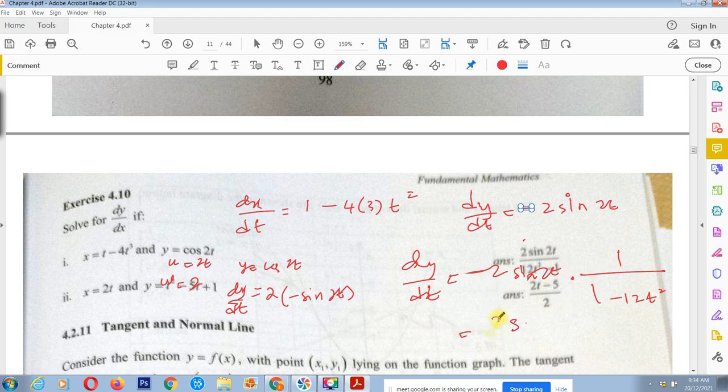We get 2, 1, sine 2t, divide by 1 minus 2t squared, because it is negative. So negative 1, so we get plus here. So this plus, right, like this. So we get this equation.